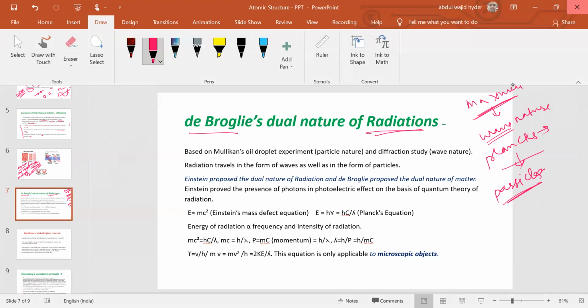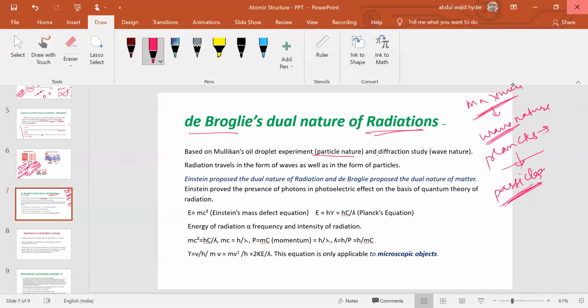But here, what you should write is de Broglie's dual nature of radiation. De Broglie stated that radiation travels in the form of wave as well as in the form of particles. So he made both Maxwell's and Max Planck's theories right. He said both of them are correct. This de Broglie's dual nature of radiation is based on Millikan's oil droplet experiment, which proves that radiation travels in the form of particle.